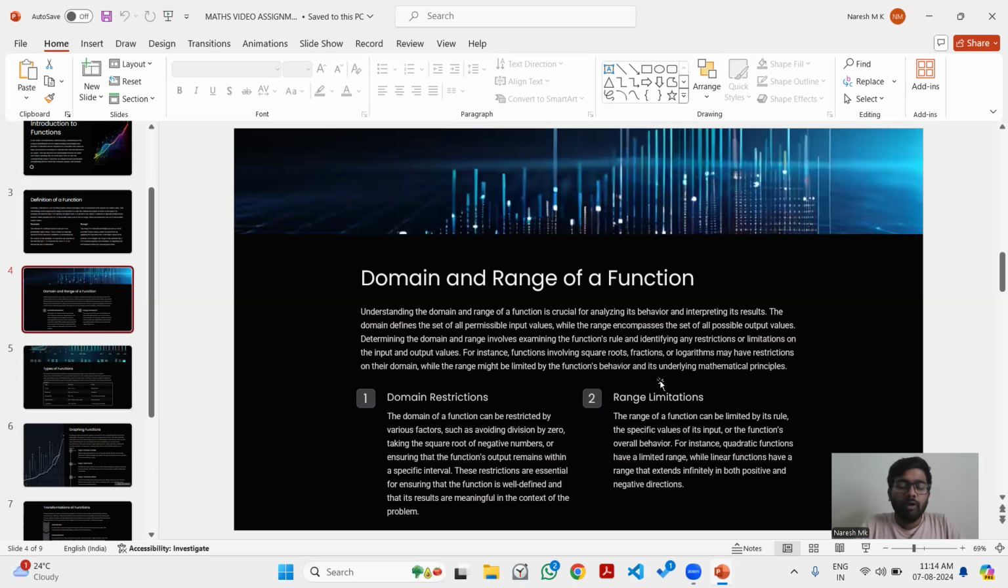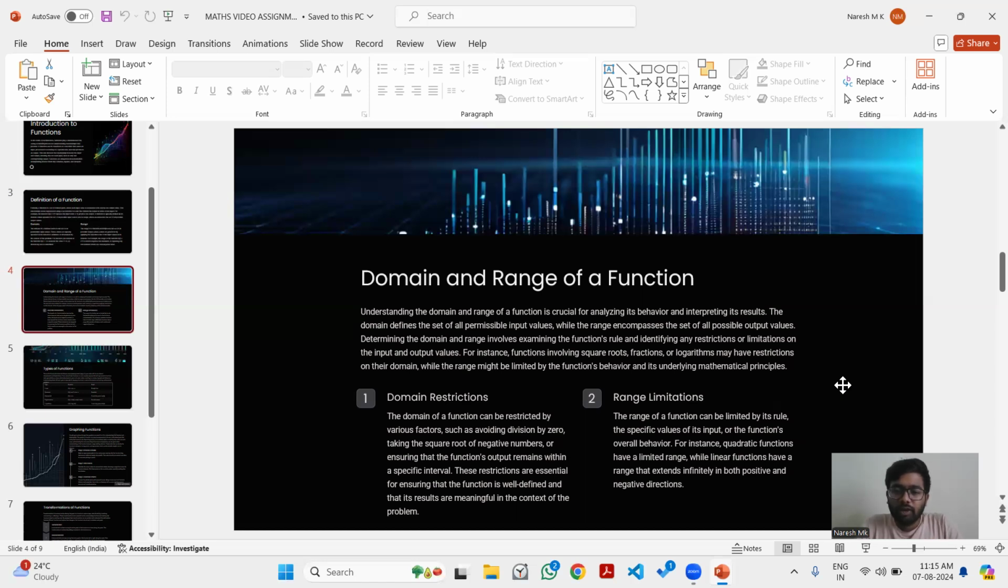And first one, domain restrictions. The domain of a function can be restricted by various factors such as avoiding division by 0, taking the square root of a negative number, or ensuring that the function output remains within a specific interval. These restrictions are essential for ensuring that the function is well defined and that the result is meaningful for the context of the problem. And second one, range limitations.